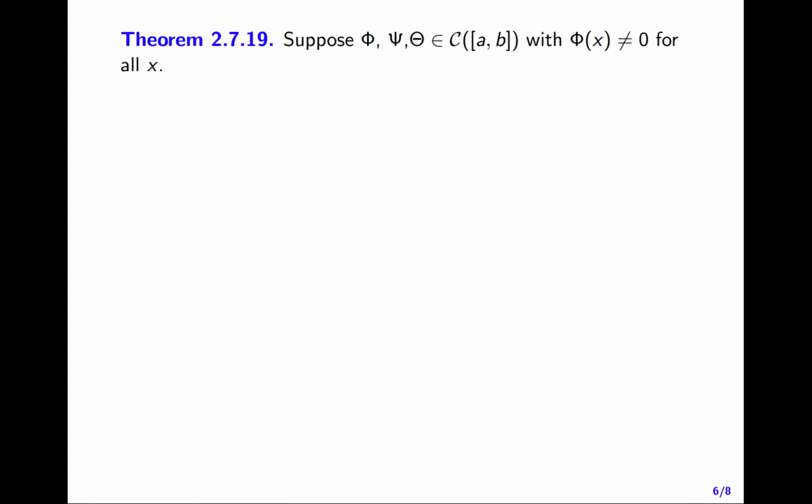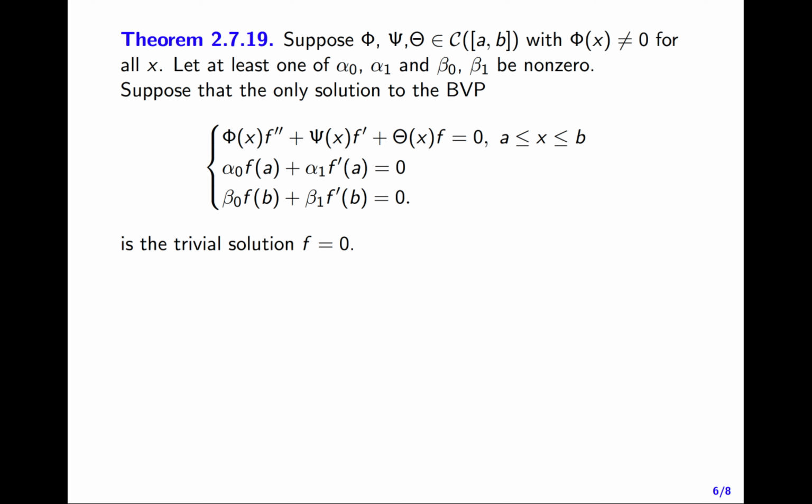So we'll take functions phi, psi, and theta that are continuous. Phi of x is non-zero for all x. At least one of the numbers alpha 0 and alpha 1 is non-zero. At least one of the numbers beta 0 and beta 1 is non-zero. The only solution to our full boundary value problem is the trivial solution f equals 0. These are all the hypotheses I needed for the lemma that we just proved.